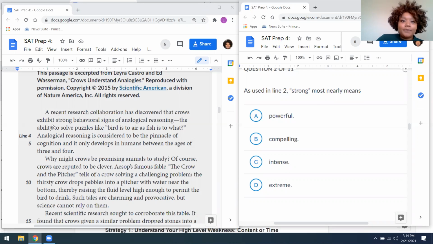So we know that after this paragraph, we go into how researchers were researching that crows were smart and testing their intelligence through analogies and stuff like that. So that means this recent research collaboration that the passage opened up with was compelling enough to make researchers want to study crows.